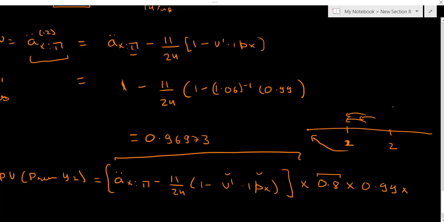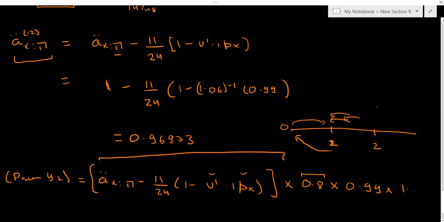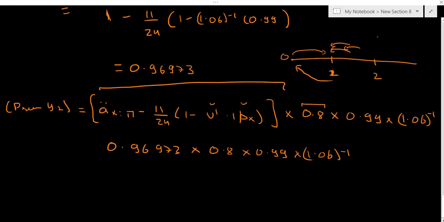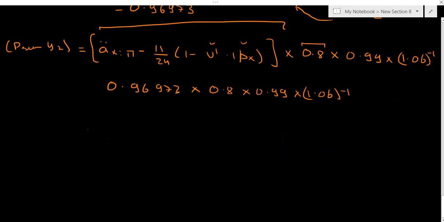Then I have to adjust for the probability that the person survives from time 0 to time 1, right? That is 0.99. And then I have to adjust for the discount, because this is obviously being discounted by the interest for the first year, so 1.06 to the power of minus 1. So this factor turns out to be the same, 0.96973, and this one turns out to be 0.8 into 0.99 into 1.06 to the power of minus 1. Similarly in the third year the results would be similar, so I'm going to add up all the possibilities here.